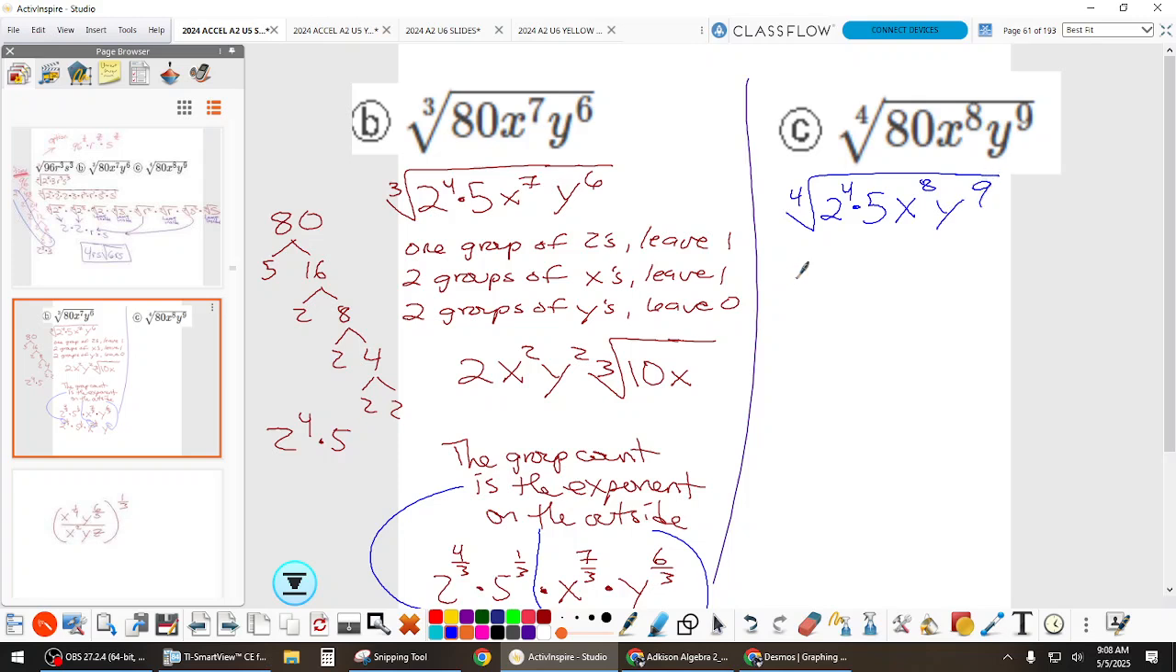How many groups of 2s come out? One group of 2. 5 stays in. X, two. Is that 2 groups? Or two Y groups. Okay, and we're leaving a 5 in.